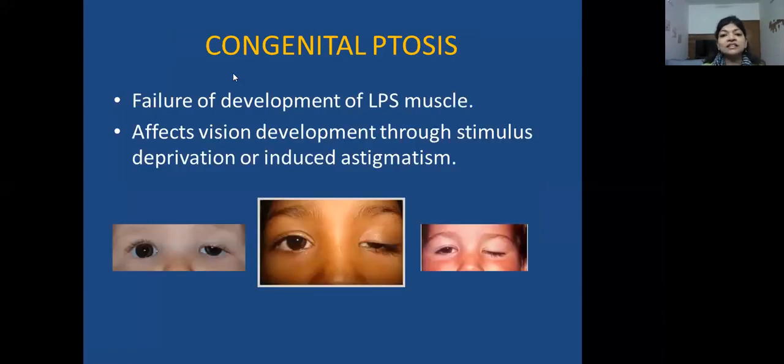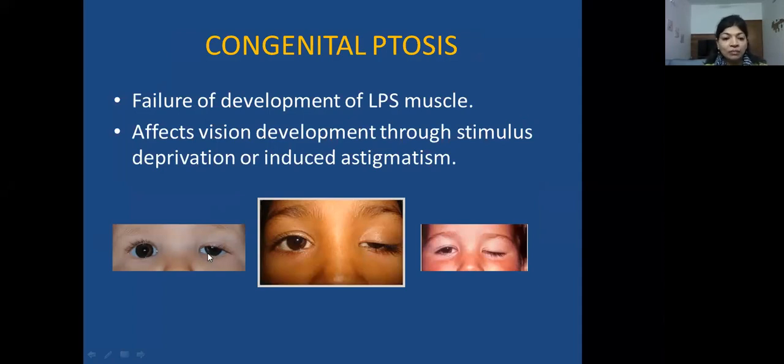Then the next condition is congenital ptosis. That is, congenital ptosis is drooping of the upper eyelids that you can have. It's mainly because of maldevelopment of the levator palpebrae muscle, which elevates the lid. So why is it important that you treat it?